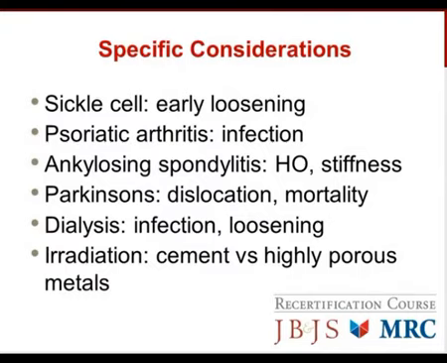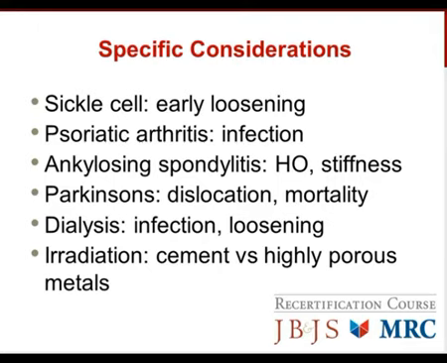I've listed a number of associations on this slide that you want to be familiar with, and we'll walk through these. With sickle cell patients, we're concerned about early loosening. With psoriatic arthritis, infection. Ankylosing spondylitis, the concern is stiffness and heterotopic ossifications. Parkinson's patients have a particularly high rate of dislocation and mortality reported in the literature. Dialysis patients are probably the highest risk patients for infection after total hip arthroplasty. And I think that's somewhat obvious when you think about the recurrent venipuncture and potential for bacteremia that these patients face. It's no wonder that the infection rate is very high. Loosening is also a concern in dialysis patients due to bone quality.